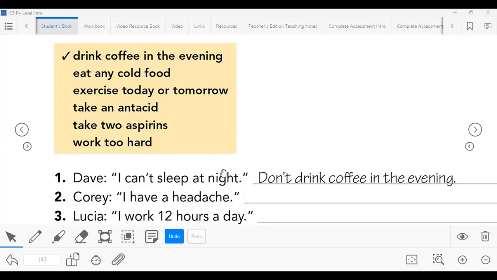Okay. Number 2, Corey, I have a headache. Okay, headache. Headache. And take 2 aspirins. Okay, take 2 aspirins. Yes, makes sense. Take 2 aspirins.